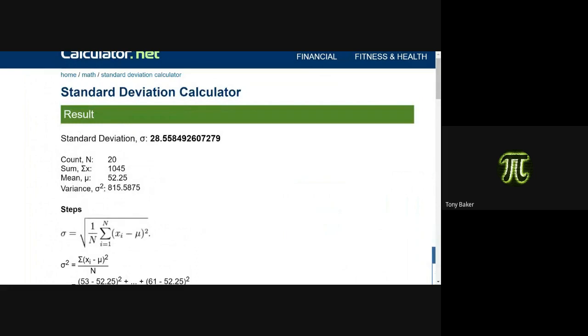So the standard deviation calculator, which you have to do anyway, gives you your mean. So it saves you one step there. My standard deviation for this one, to 3 decimal places, is 28.558, and my mean is 52.25.